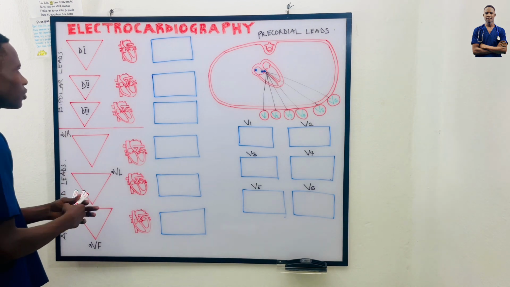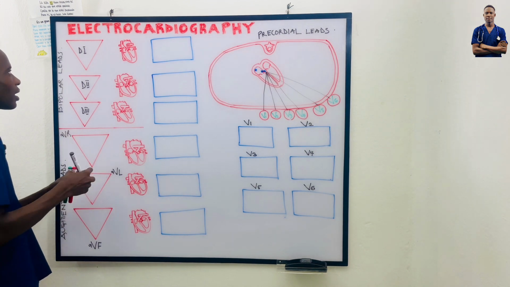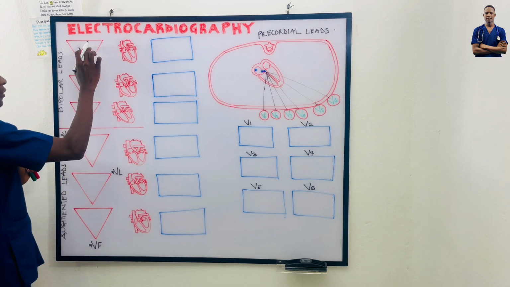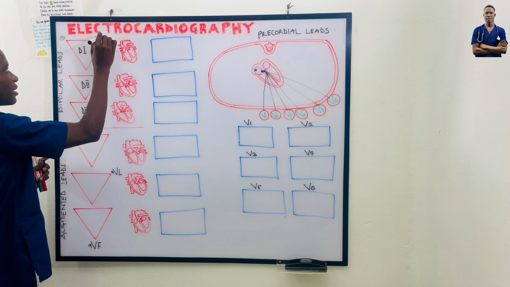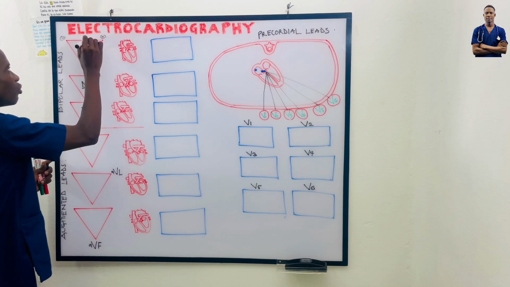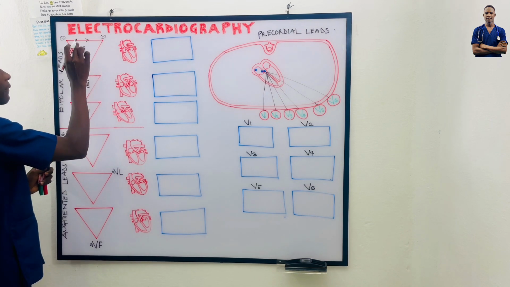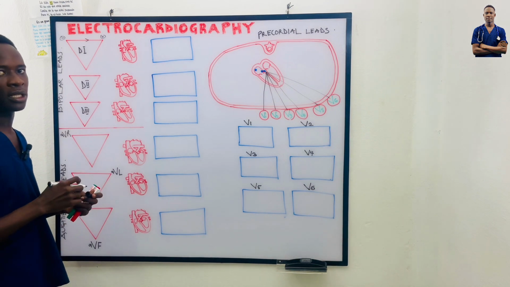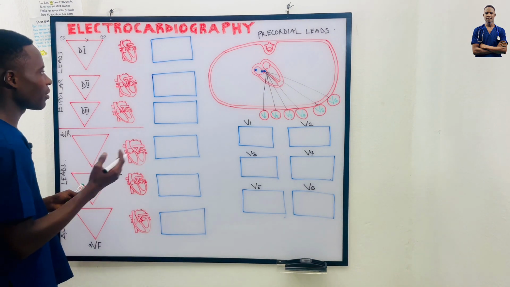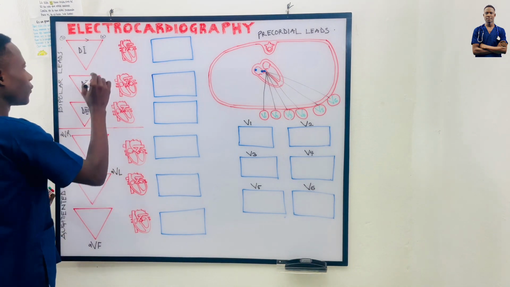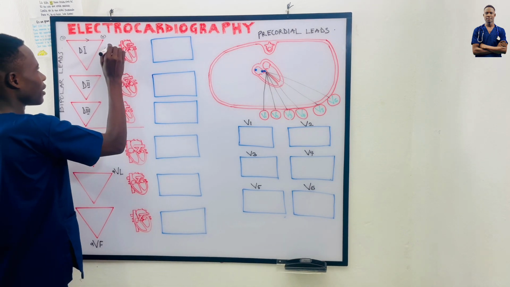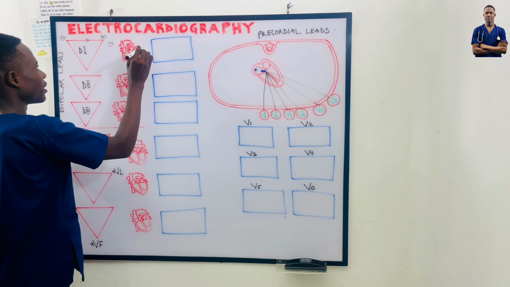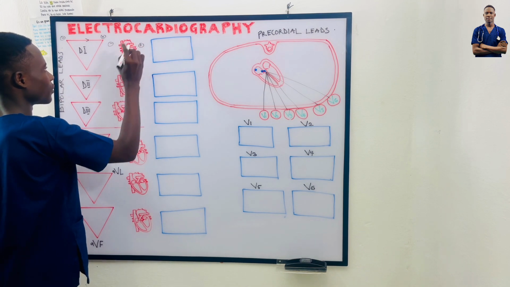Do you understand? So when you take D1, this is our D1. D1 has a negative electrode here and a positive electrode here, and the movement of the vector is towards the positive electrode. You can remember from our previous video. So now, if we take the heart, let's assume this is our negative electrode, and this is our positive electrode.